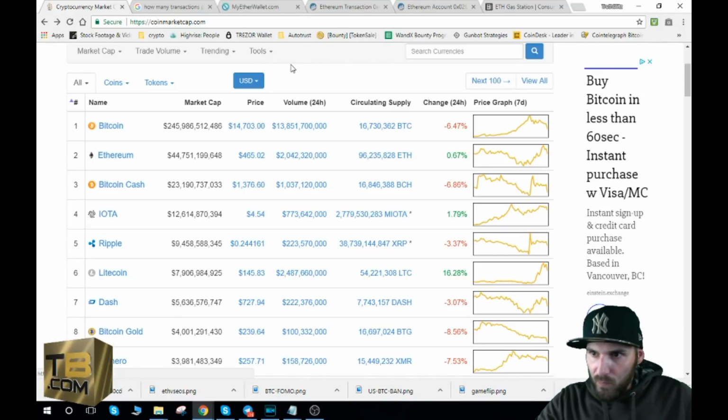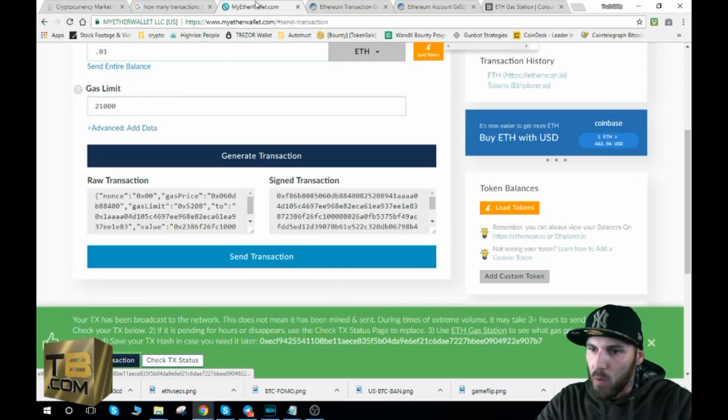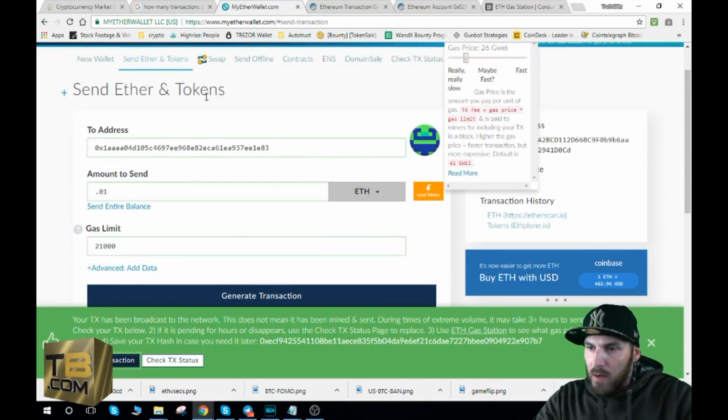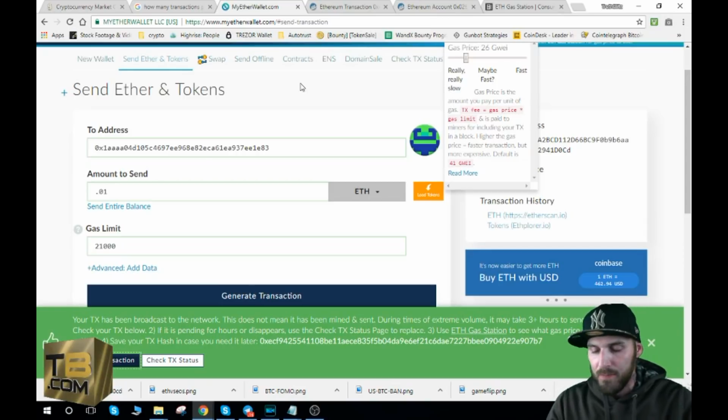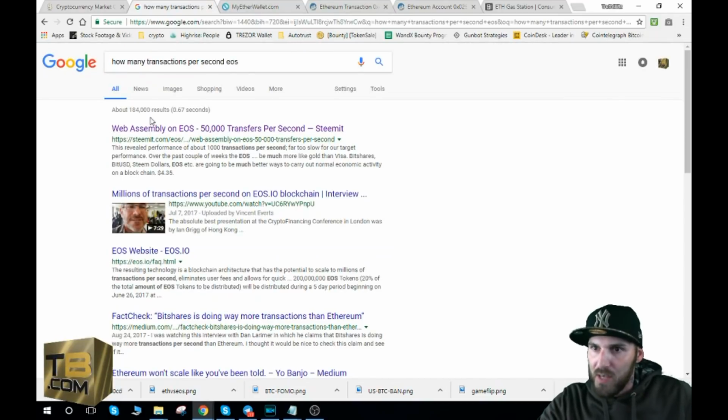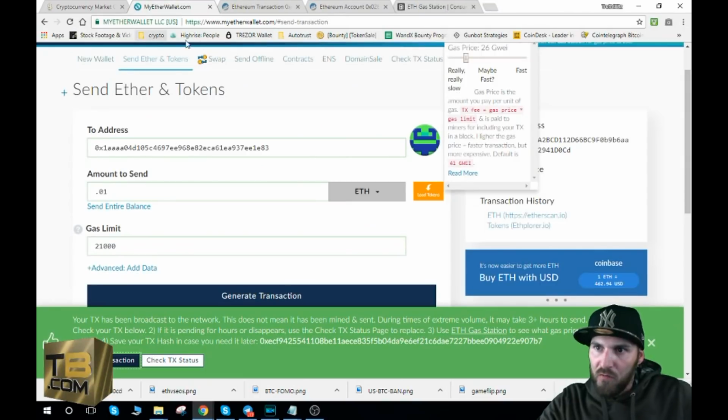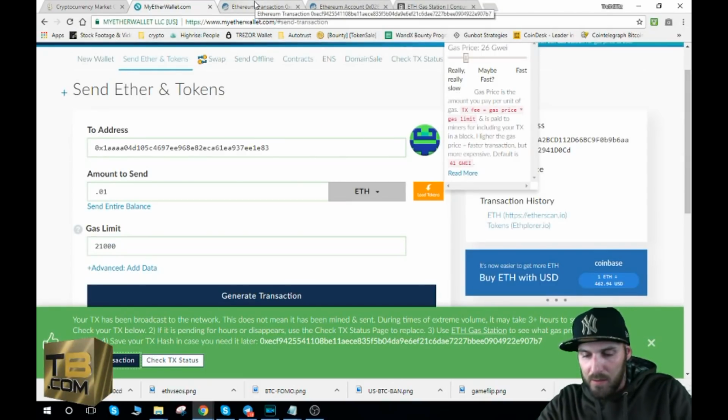But first we're going to talk about why I feel that EOS is going to be a superior product. Ethereum can handle around 15 transactions per second. As you know, Dan Larimer is the head developer on EOS. He has also made Steemit and BitShares. Steemit can handle around 1,000 transactions per second. EOS had just tested their WebAssembly on their testnet, and they found that they were able to get 50,000 transactions per second.